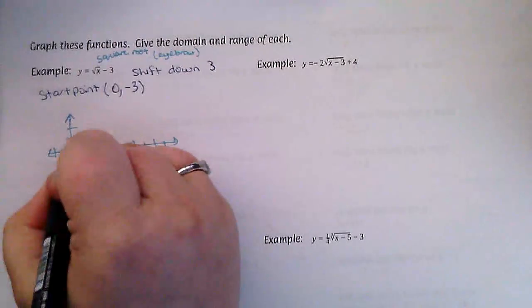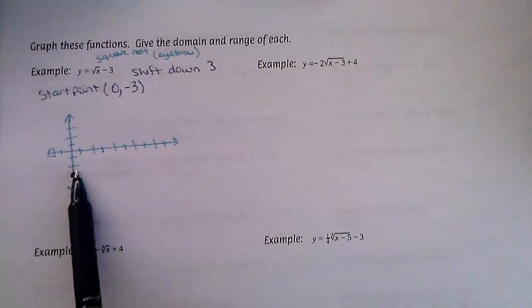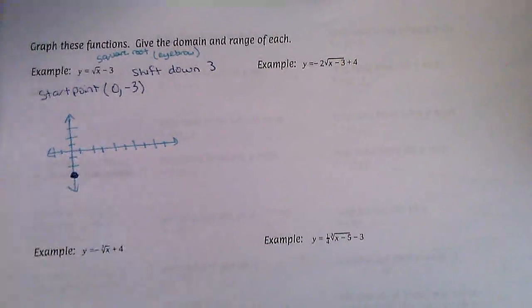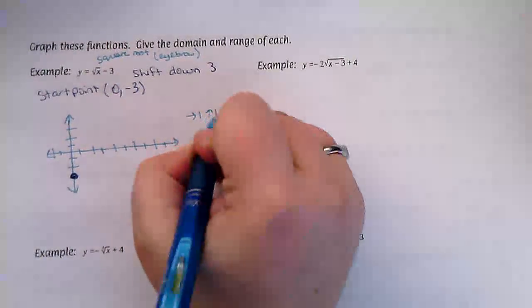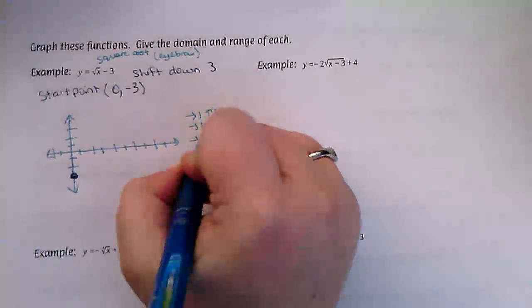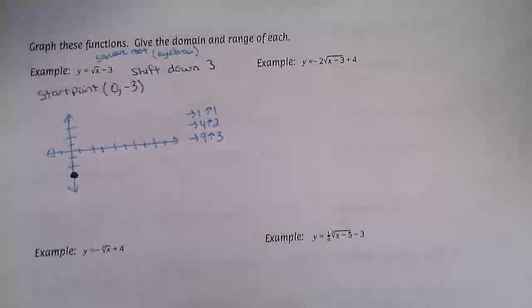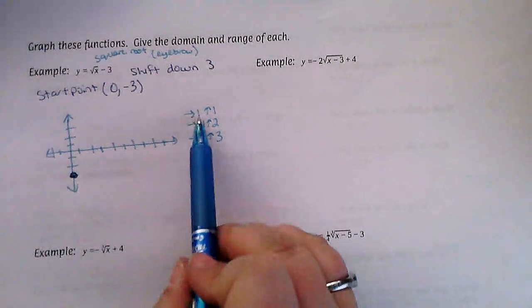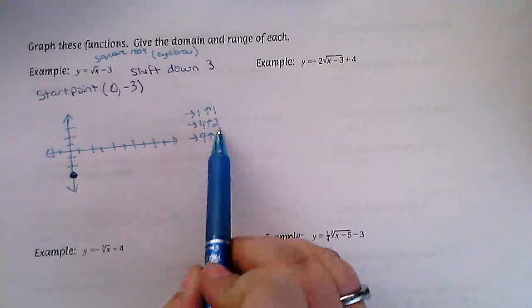So it was at 0, 0. I moved it down 3. So it's at, oh, sorry, you couldn't see that. It was at 0, 0. I moved it down 3, 0, -3. And now I use my same right 1, up 1, right 4, up 2, right 9, up 3. Where did you get those, Mrs. Black? Well, they gave them to me on the front, but also if I take 1 and take the square root of it, that's 1. If I take the square root of 4, that's 2.